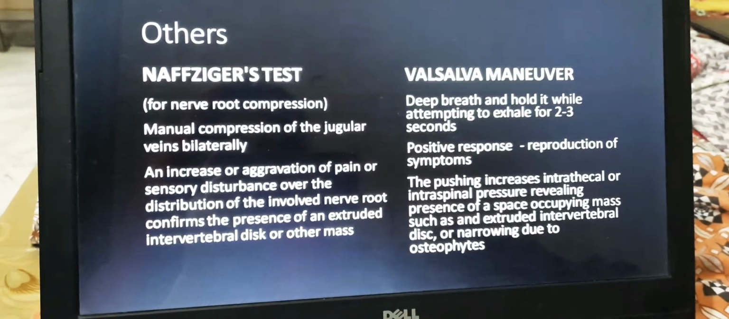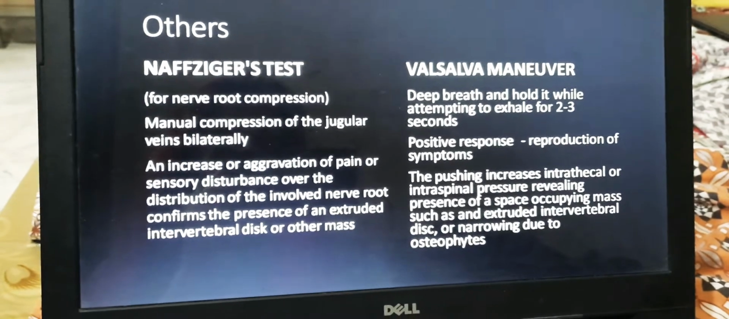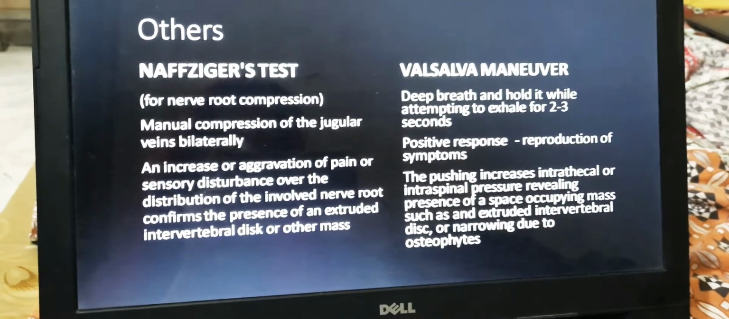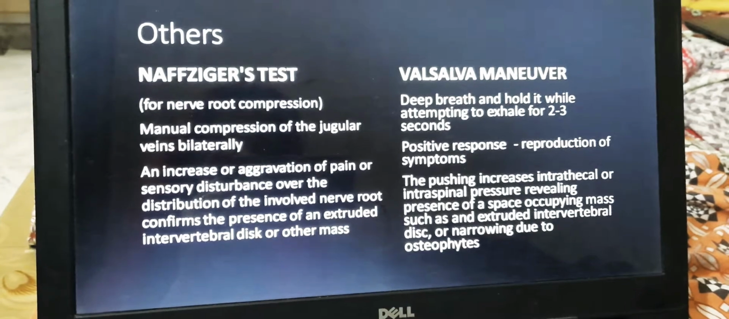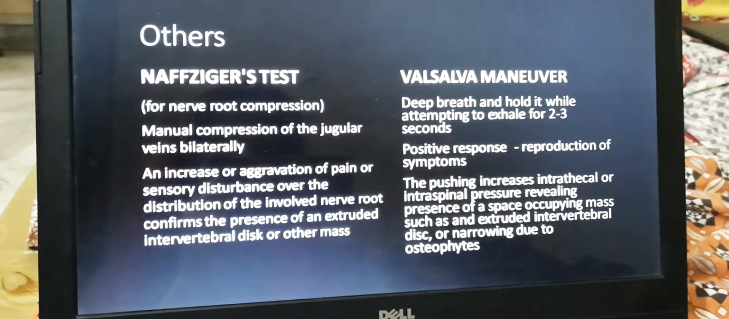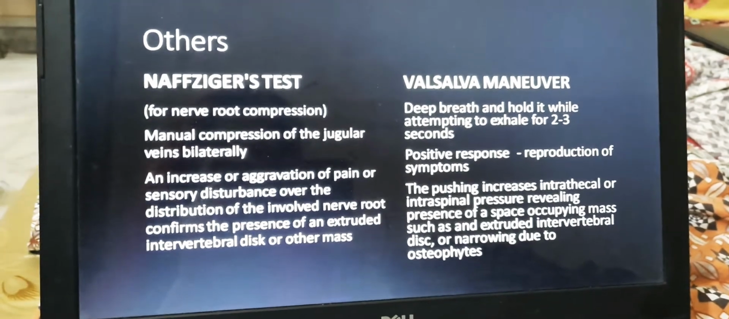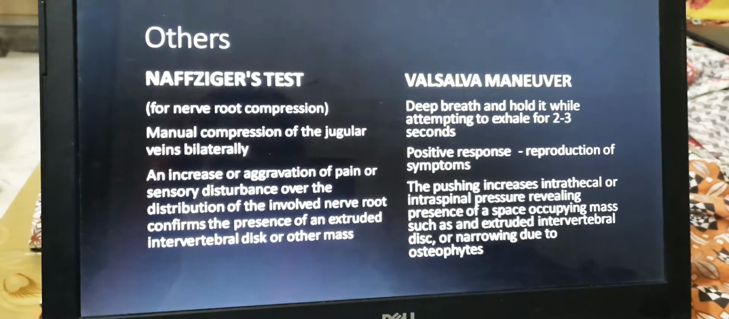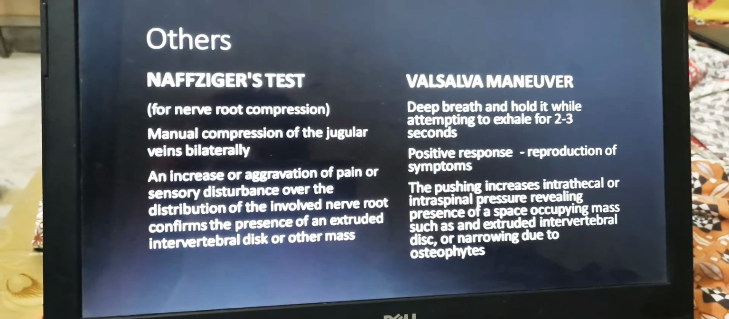Others: Naffziger's test involves manual compression of the jugular vein bilaterally, and increased radicular pain or sensory disturbance over the distribution of the involved nerve root confirms the presence of an extruded intervertebral disc or other mass.